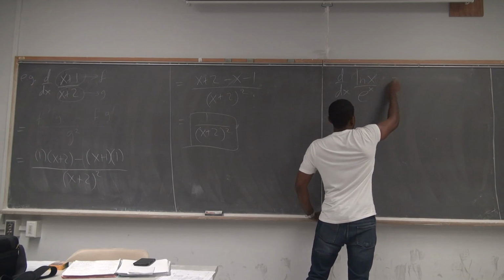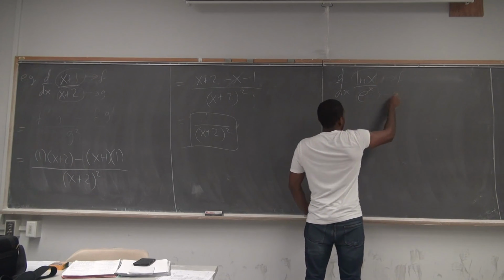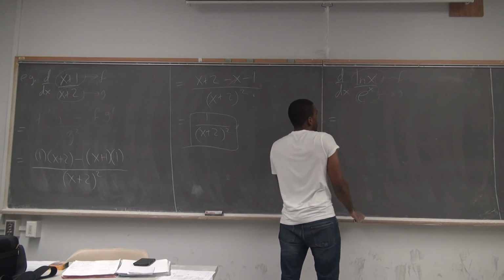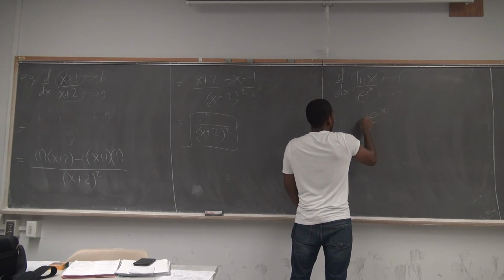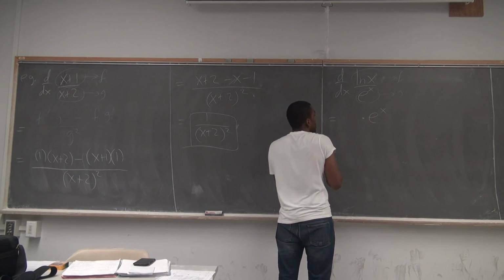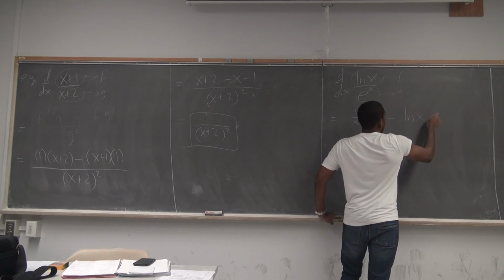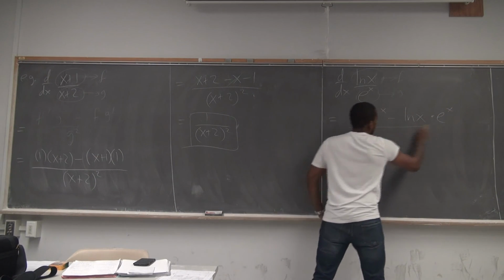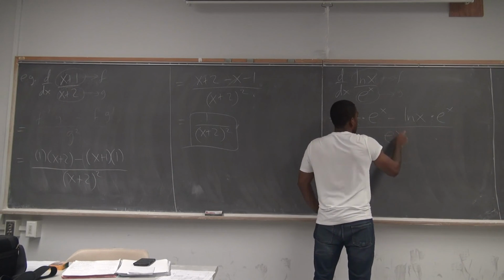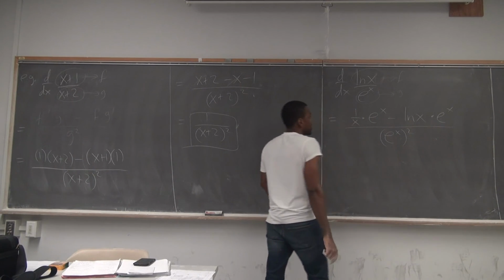So you know this guy is your f, that guy is your g. So you have the bottom times the derivative of the top. Derivative of ln x is 1 over x, minus the top times derivative of the bottom over bottom squared, which is e to the x squared or e to the 2x.